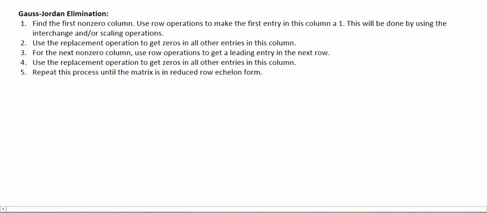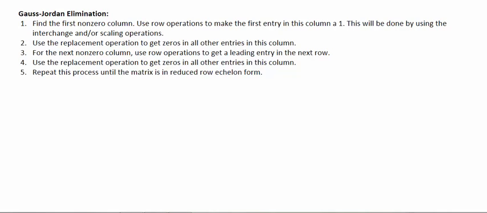So now let's actually talk about solving these. We're going to do that using Gauss-Jordan elimination. This was founded by Carl Friedrich Gauss and Wilhelm Jordan. So the algorithm goes like this.